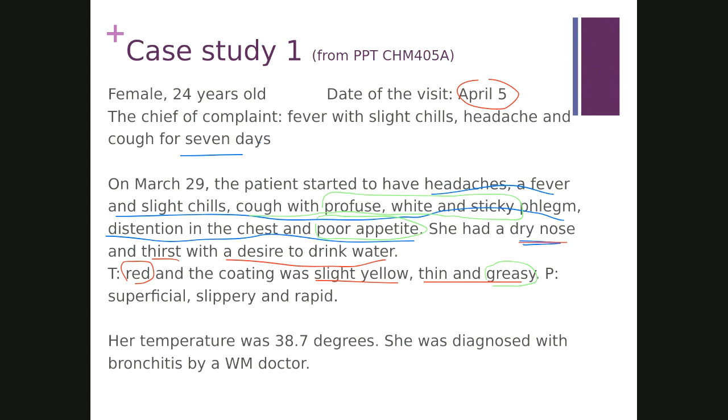At the same time, the pulse is slippery and rapid. So what does this tell you? The problem is just at the wei level. They may also have something affecting the qi level, or upper and middle burner. Now, in what circumstances are we using the four levels? In which circumstances are we using the triple burner? And why?